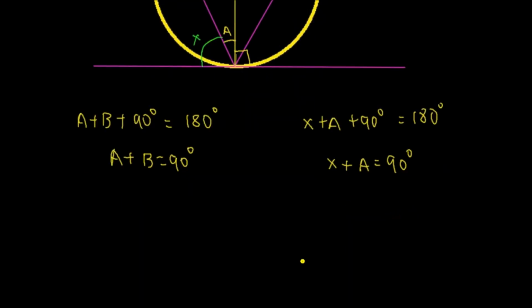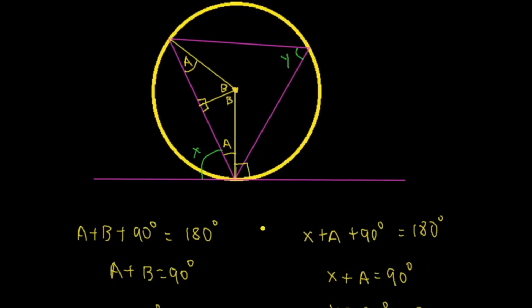Just look at these 2 equations here. If we isolate b here and x here, we have b equals 90 degrees minus a, and x equals 90 degrees minus a. So they both are equal to 90 degrees minus a. Then we can say that b is equal to x. So this angle here, b, is equal to this angle x here.